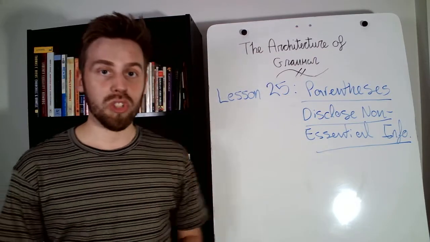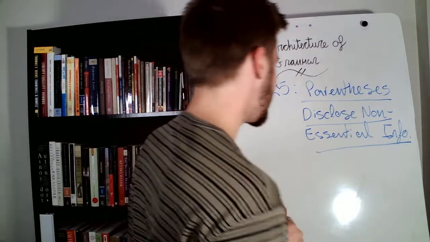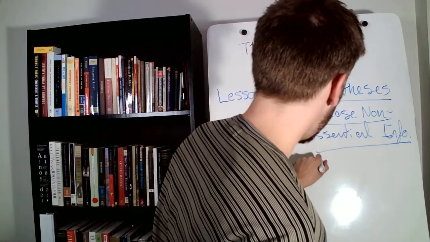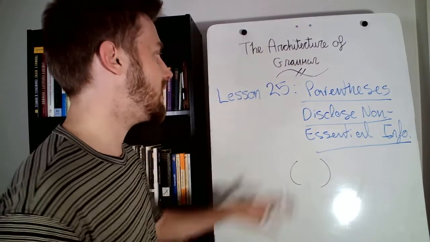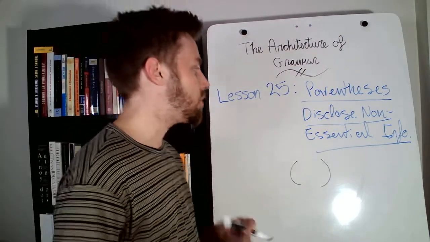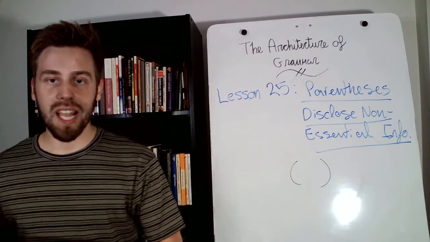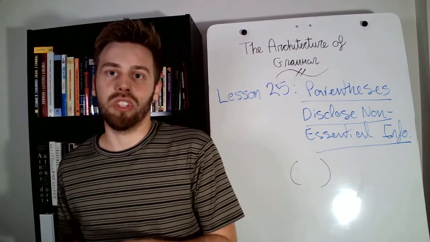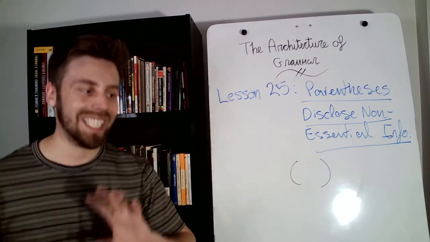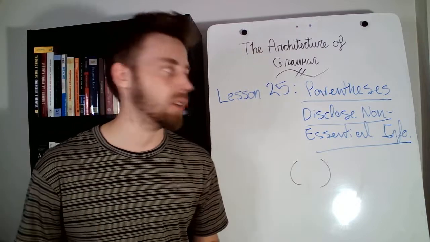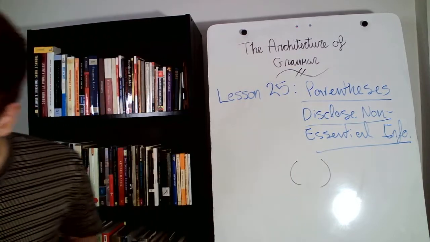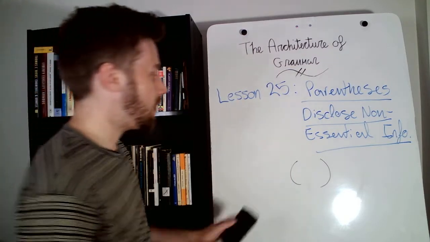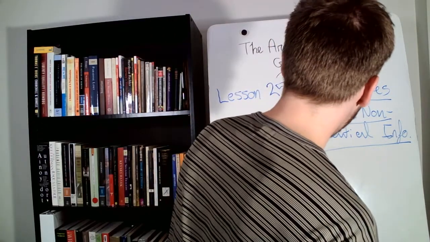In this video, we're going to talk about the parenthesis, which is here, and how we're using it in sentences. So in a nutshell, we disclose non-essential information. In other words, information that we don't need for the sentence to make sense. So these are just details that we could do without. So we don't need that to understand the sentence. So there are different types of components that we can put in a parenthesis.